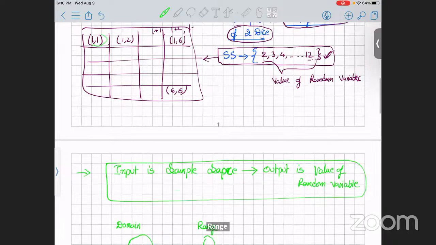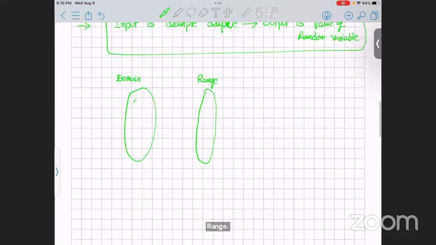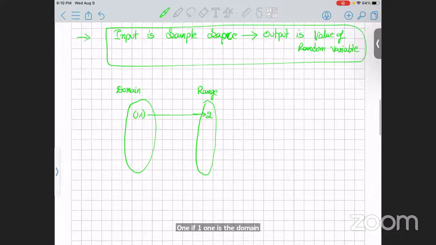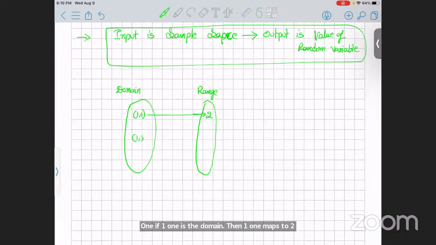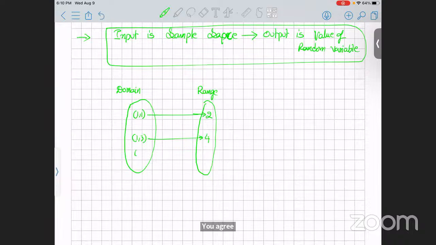If this is the example, (1,1) is in the domain, then (1,1) maps to 2. Agree? Yes, sir. 1 plus 1. And then if (1,3), then it maps to 4. It will be (4,4)? Then (3,1) maps to 4. Similar like this.